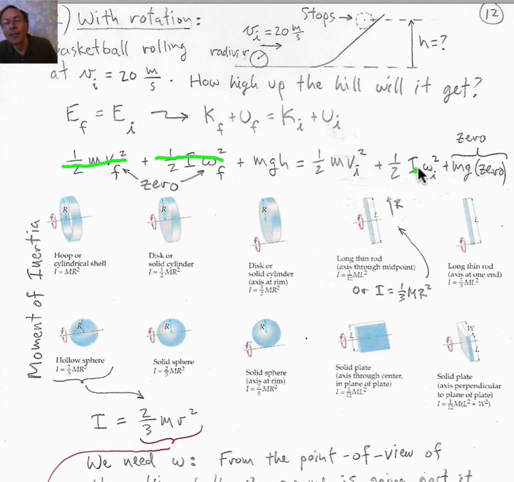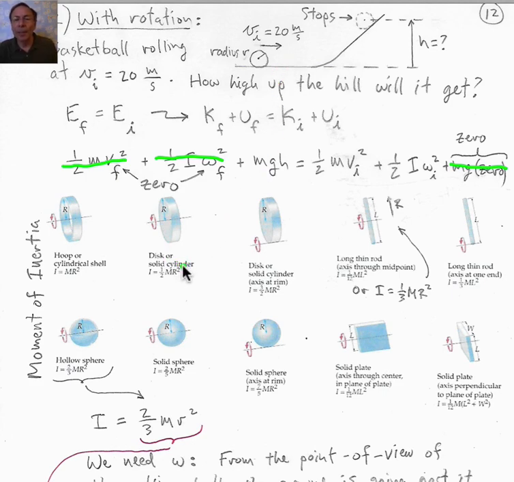And the formula for kinetic energy is 1/2 I omega squared, where I'll just remind you the I is playing a role similar to mass. It's the rotational inertia. And then as far as potential energy goes, it's going to be 0 because the height at the beginning is 0.